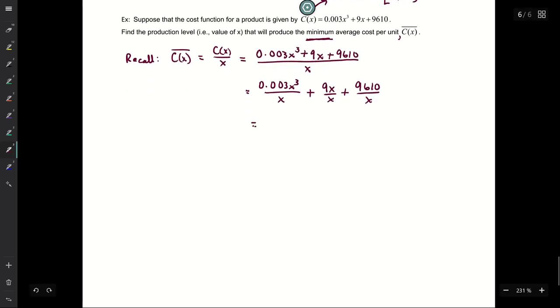Notice at this point, I can then use exponent rules to cancel some of these x's. So here I've got a single x on the bottom that would cancel with a single x on the top. That would leave me with 0.003 x squared. Here I have a couple of x's that would cancel. That would leave me with just a 9. And then on this one, I can't take the derivative of something that looks like that at the moment. We know that there's an understood 1 on the exponent that we have in the bottom.